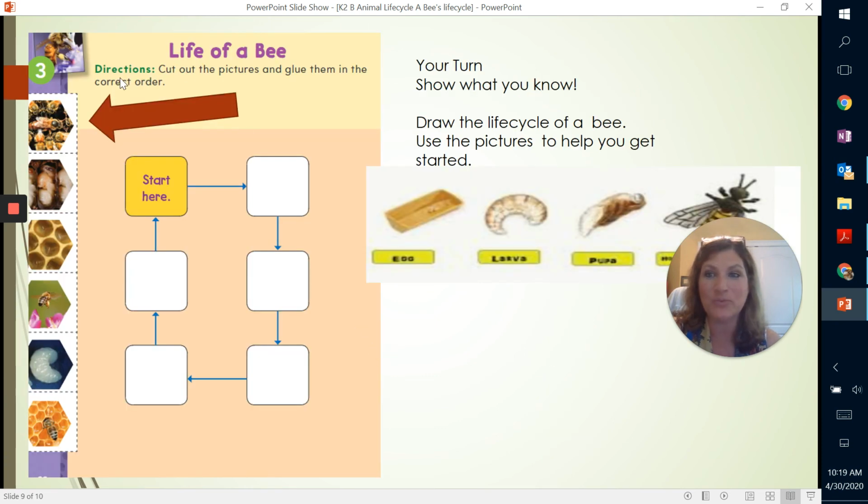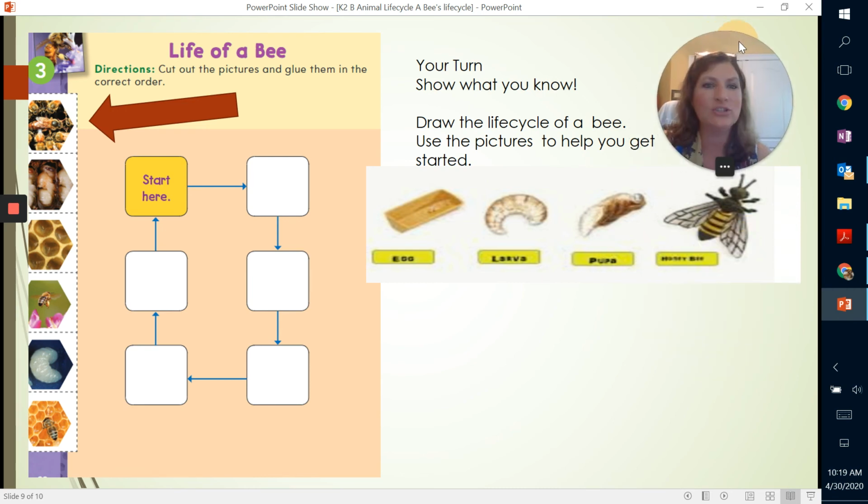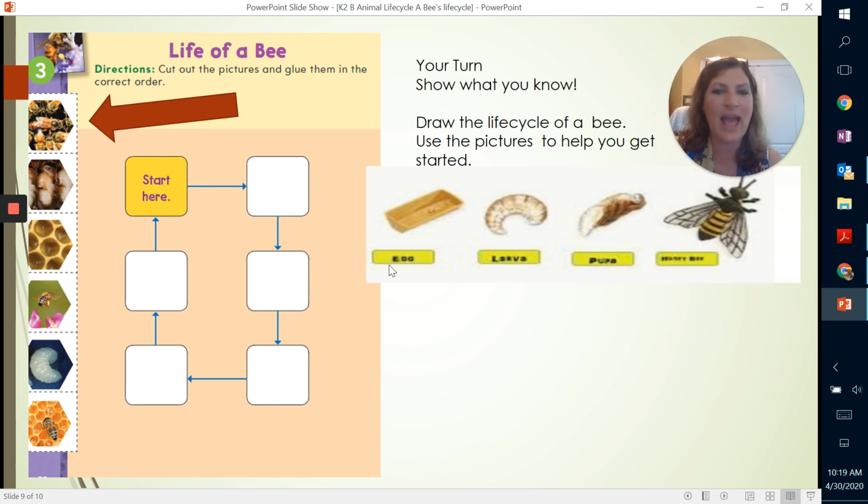All right, so here is what I want you to do. Show what you know. Draw the cycle of the bee. Use the pictures to help you get started. So we have the photographs up here, an egg, a larva, a pupa, and a honeybee. So just simply take a piece of paper and you can draw and put your arrows. Use this example that's up here on the board to draw a picture of the life cycle of the bee. And send me a picture. I want to see your hard work.